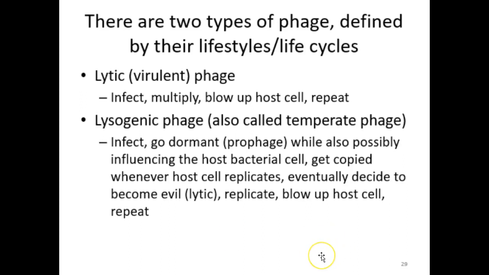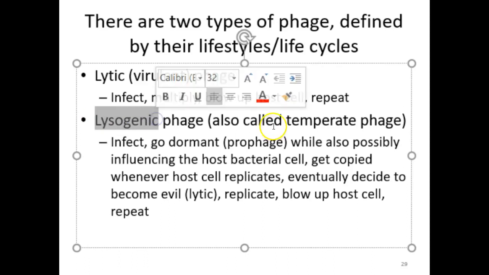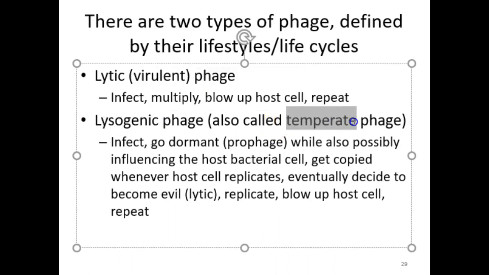All right, there are two types of phage, and they are defined by their lifestyles or their life cycles or their mode of replication, however you want to think of them. There are what are called lytic phage, which are also called virulent, and there are what are called lysogenic phage, which are also called temperate. Okay, those names mean the same thing.